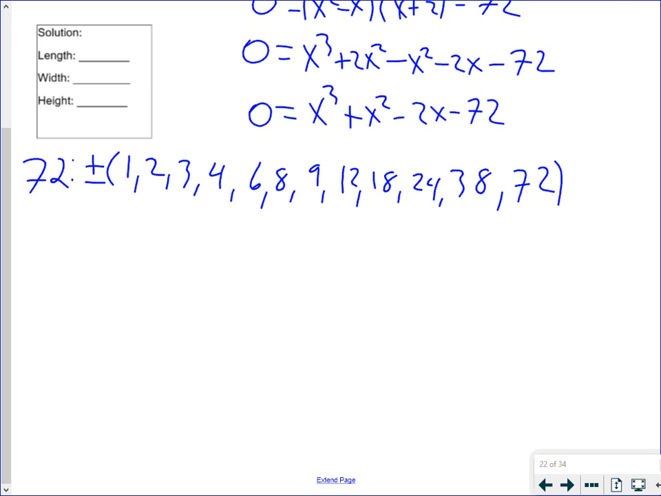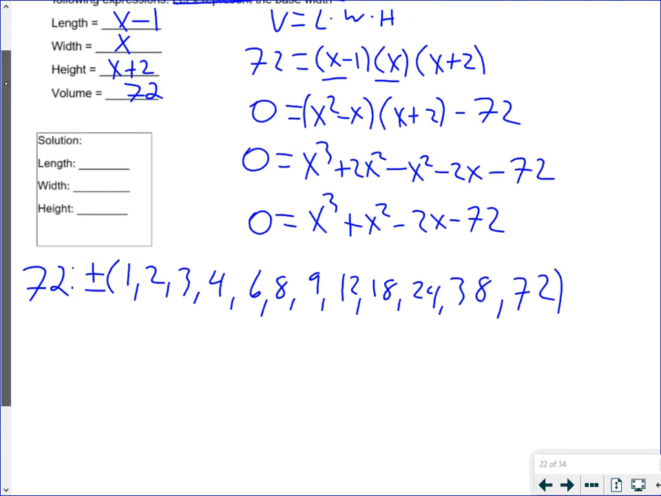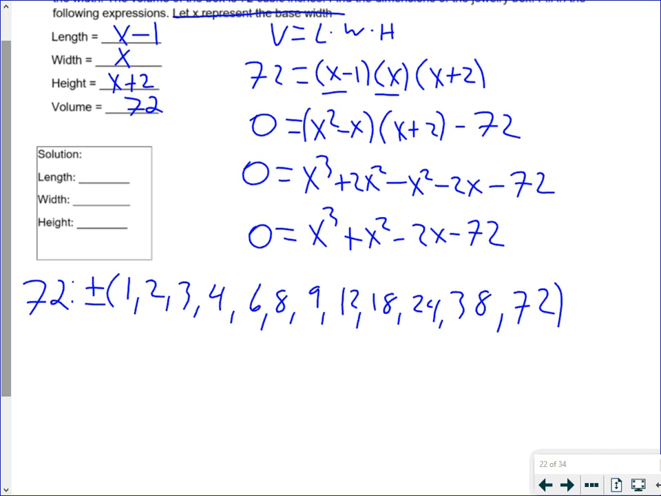Okay? But before we actually start testing them out, what we want to do is eliminate as many as we can. The first thing we can eliminate are the negatives. Negatives don't make sense in a problem like this because our width is in terms of x. If you have an x value that equals a negative number, that doesn't make sense because you can't have a negative width. You can't have something that's like negative 3 inches long. It doesn't make sense. Okay, so we can cross out all the negatives.